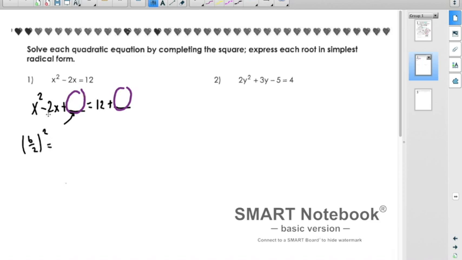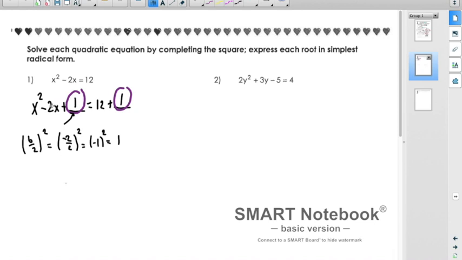So in this case, my b value is -2. So I'll have -2 divided by 2 squared. Well, negative 2 divided by 2 is negative 1. And negative 1 times negative 1 is positive 1. So that's what's going to go in for my missing piece on both sides. So step 3 is done.